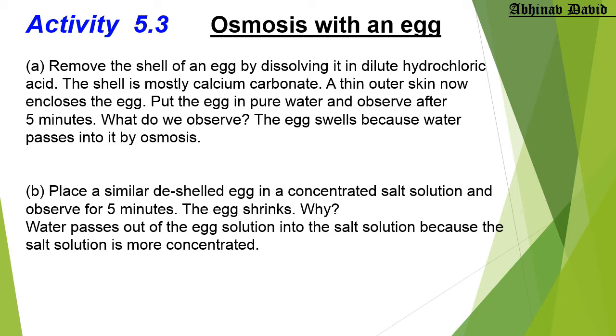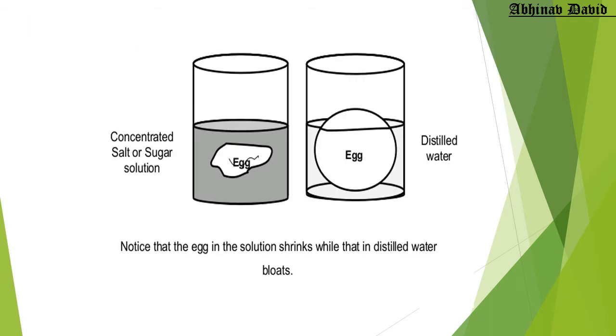So if we put the egg in that hypotonic solution, what will happen? Obviously the water will enter the cell and the egg will swell. As a result, the egg will swell when we put it in pure water. As you can see in the second diagram, we are putting the egg in distilled water, that is pure water, and the egg size has become bigger.